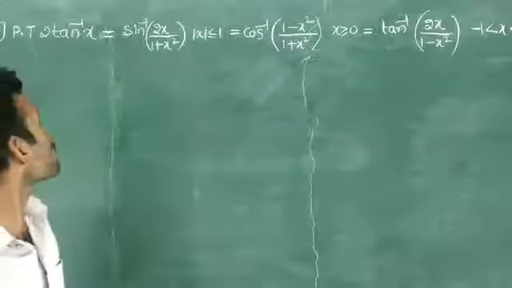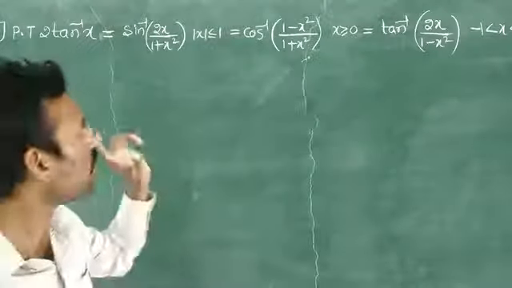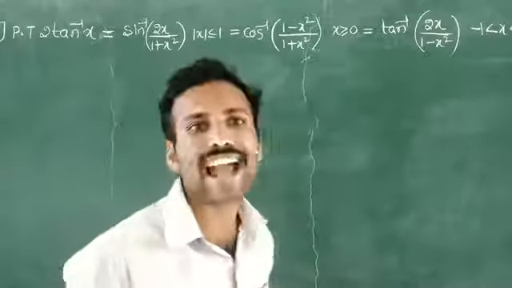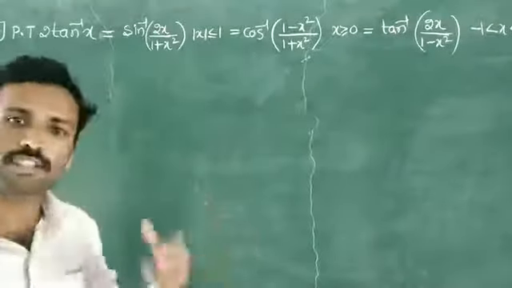The next property is to prove that 2 tan inverse of x is equal to sin inverse of 2x divided by 1 plus x square, or cos inverse of 1 minus x square divided by 1 plus x square, or tan inverse of 2x divided by 1 minus x square. Similarly, we take the LHS and prove the RHS.